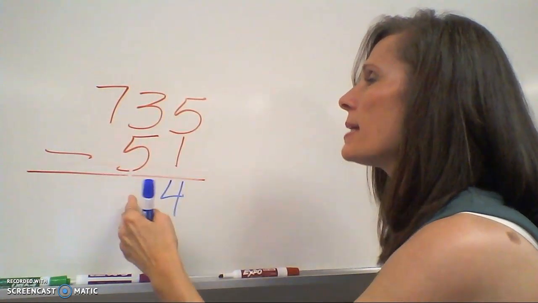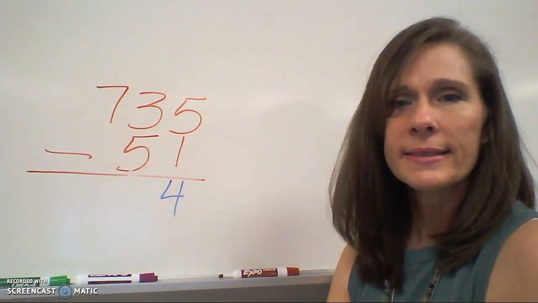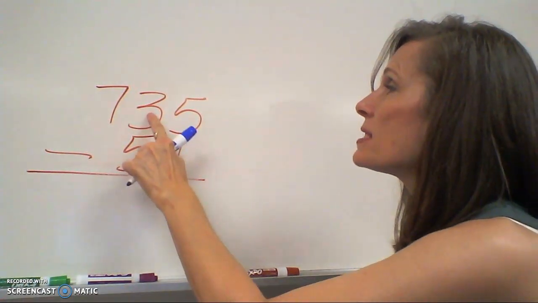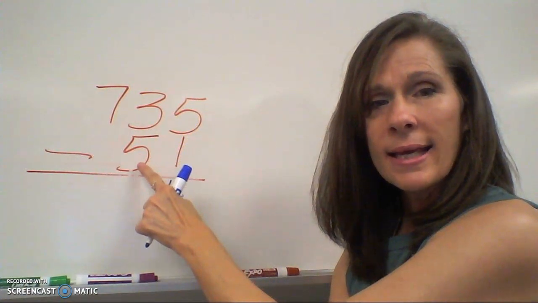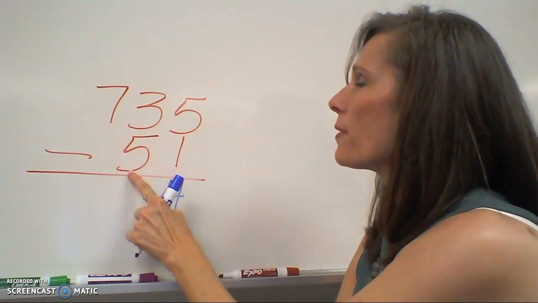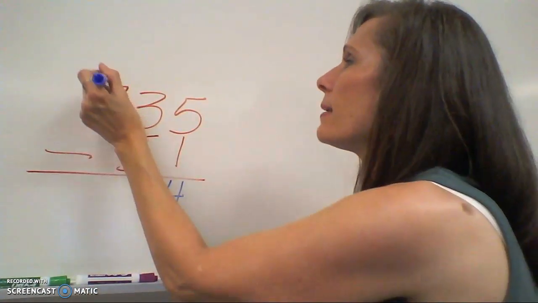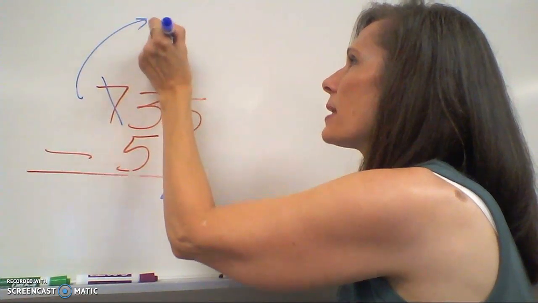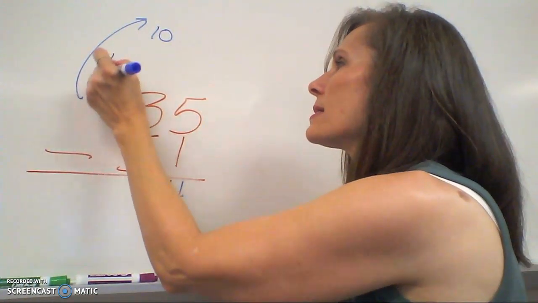Now I go to my tens place. 3 take away 5. Can I do it? No, I can't. 5 is bigger than 3. If I have 3 bananas, I can't give you 5 of them. I don't have enough. So when there's more on the floor, we go next door. So the 3 asks the 7 for a set of 10. So the 7 says, here's your set of 10. The 7 gives up a set of 10, so now it's a 6.